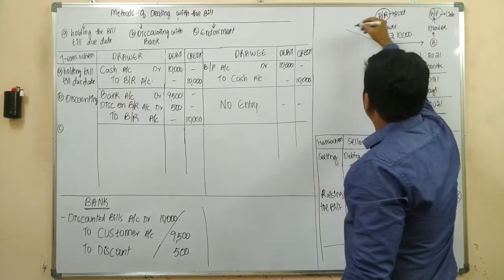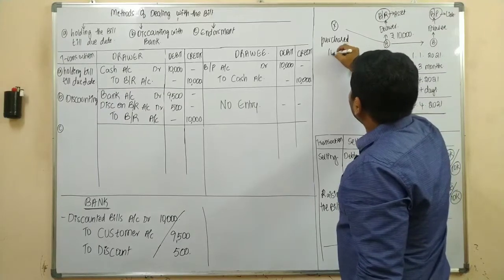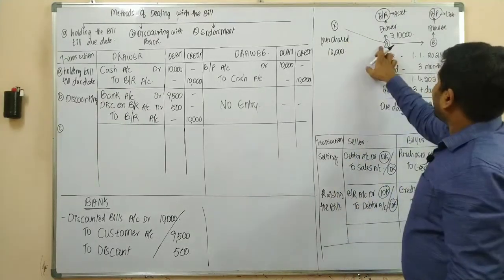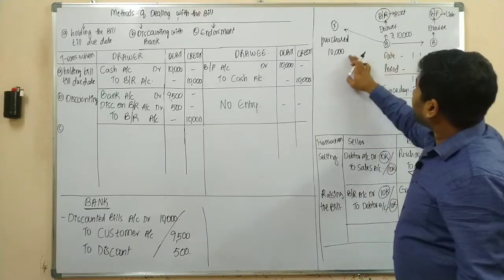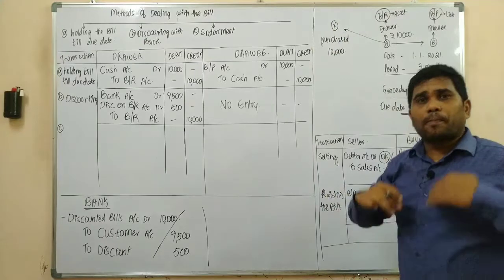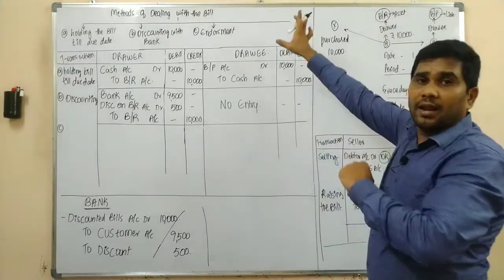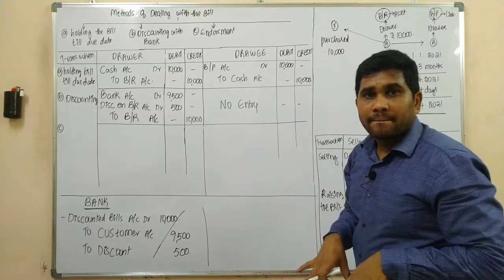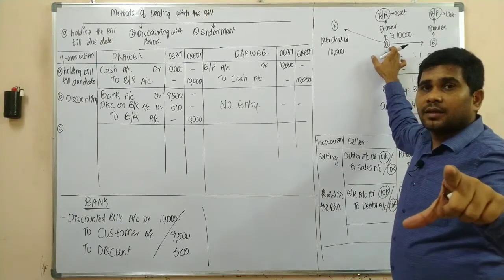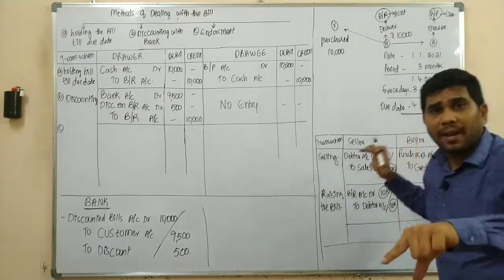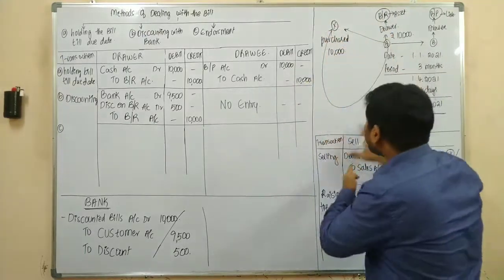Let's say Mr. A purchased goods worth 10,000 rupees from Mr. X. In this case, as Mr. A is supposed to pay 10,000 rupees to Mr. X, instead of paying the cash, he is transferring the bill which he is holding with him. As Mr. A has the bill worth 10,000 rupees which was accepted by Mr. B, the same bill would be transferred to Mr. X.